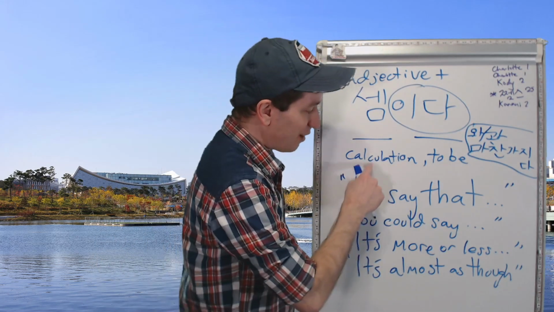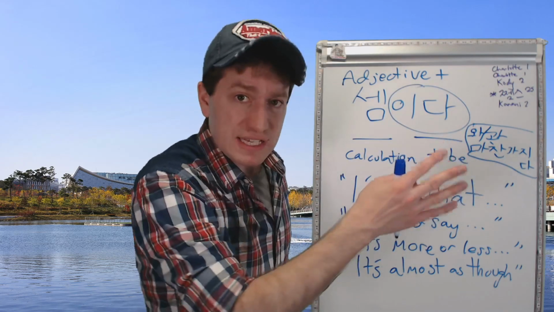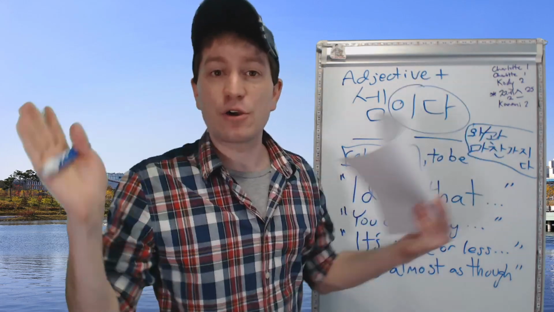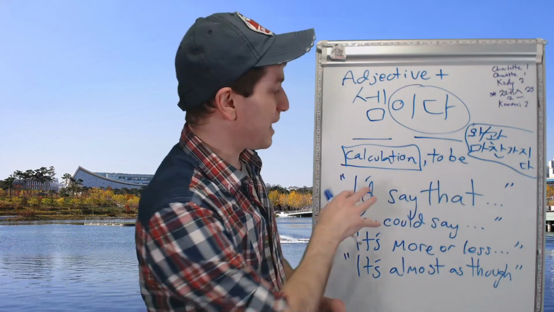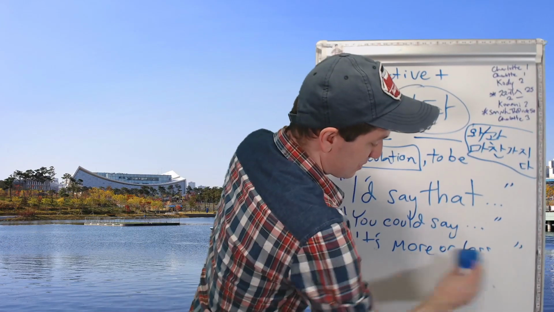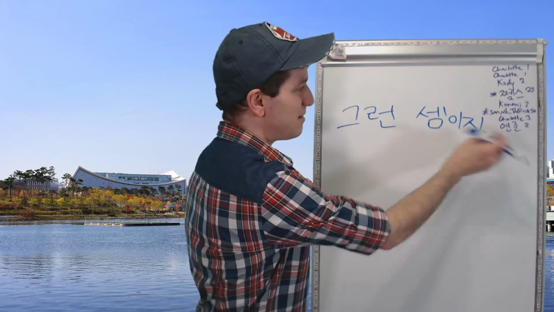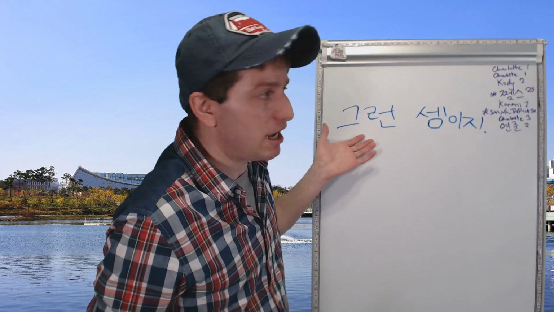You're saying the calculation is that. Like it would seem so. I would say that it's more or less that, judging by whatever I calculated that based on. It is that. It's almost as if this. That's the meaning you get. So let's give you an example sentence. 그런 셈. It is so. 그런 셈이지. You could say that. Yeah, it's practically that. It is. Yeah, you could say that.